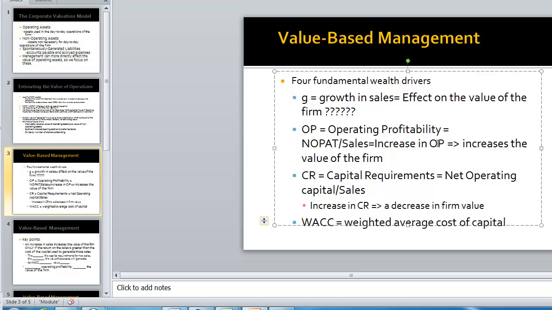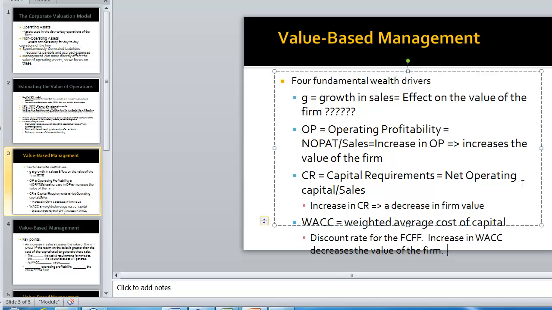This is the discount rate for the firm's cash flows. Okay. So this is the discount rate for the free cash flows to the firm. An increase in weighted average cost of capital decreases the value of the firm. All right. So those are the 4 wealth drivers.